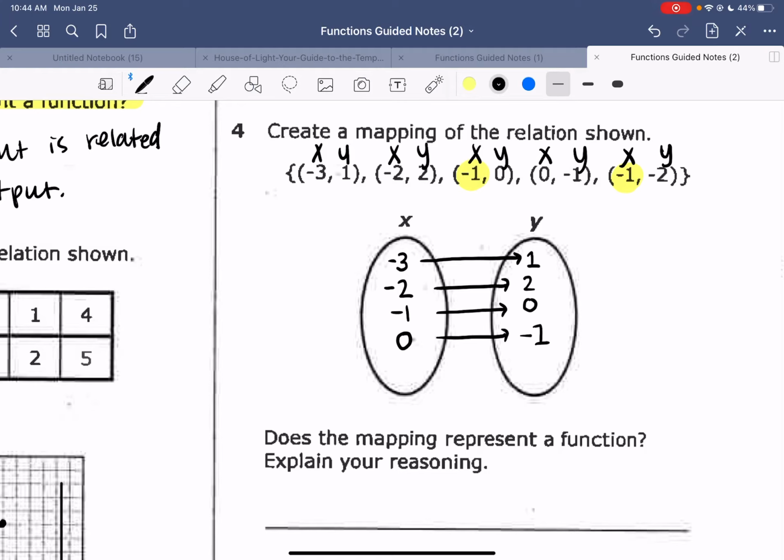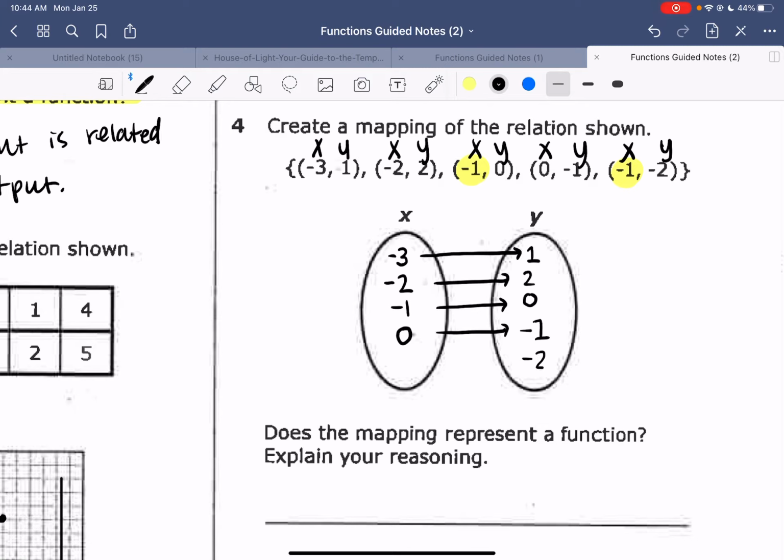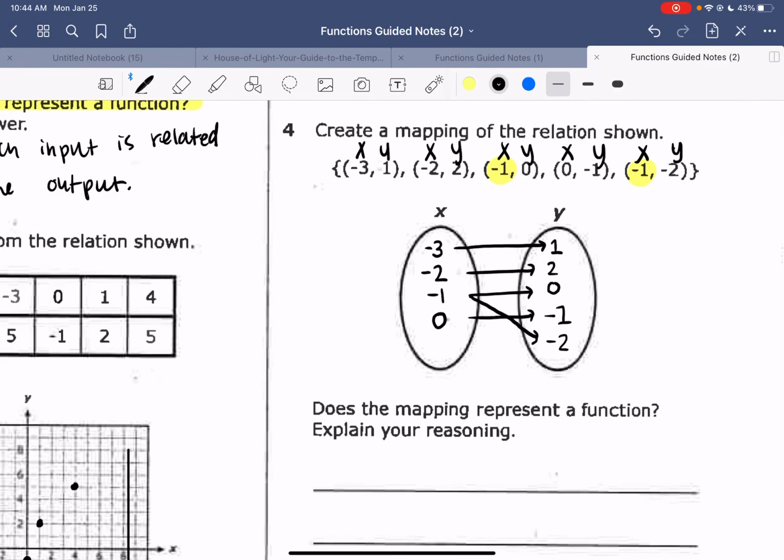What we need to do is extend. So here's our -1 that we already have written, except here we see that there's a -2, which is different than the 0 that it originally outputted. So the y is going to gain another, and this -1 is also going to be attached to that -2, which means that each input produced more than one output, which makes this not a function. So let's go ahead and write that.